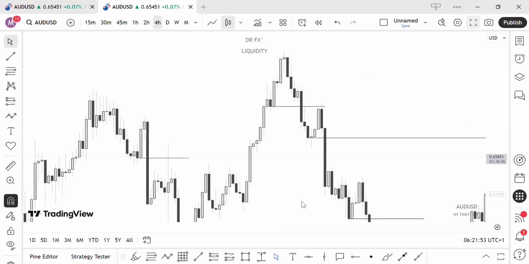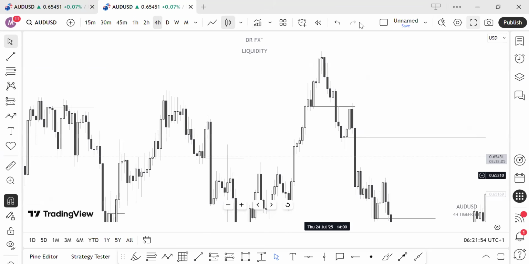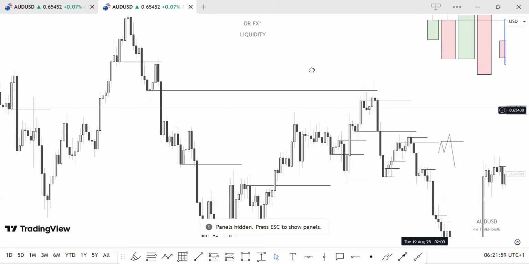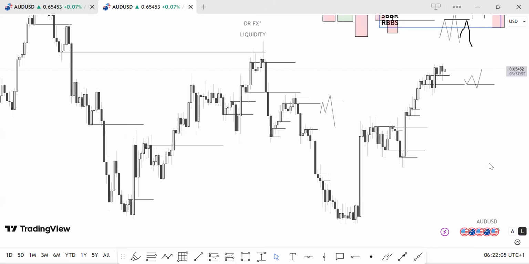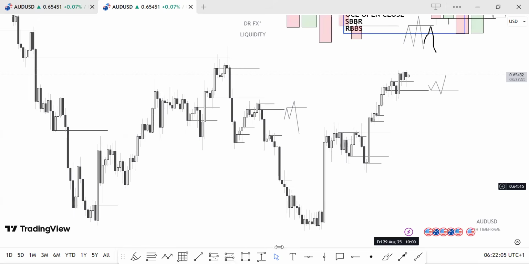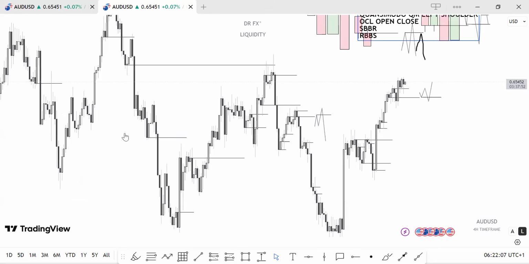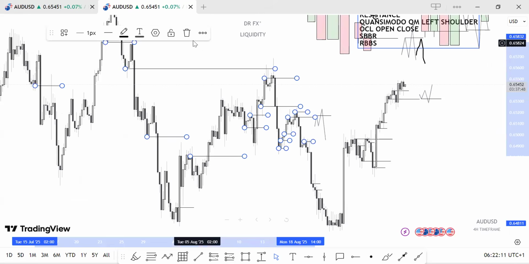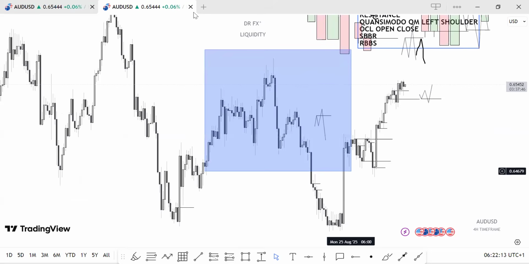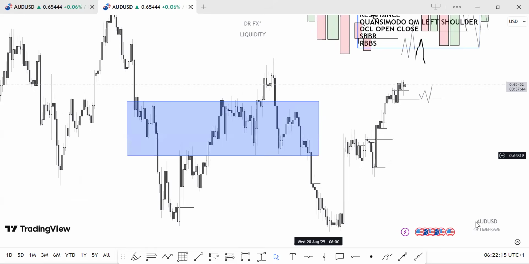Now, basically, what we just did is identify key levels, right? Anybody can come into the chart and identify all the types of key levels I just identified: the support, the resistance, the QM, the OCL, the RBBS, and what? The SBBR. Okay, so these are just identifying key levels.